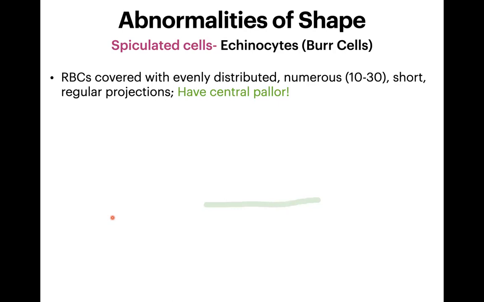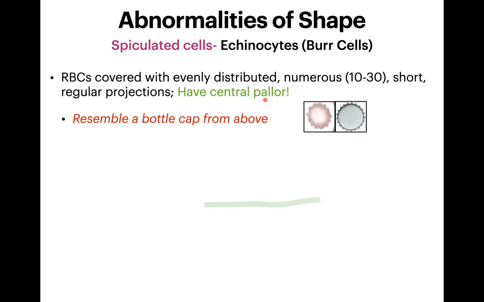They are short and regular, whereas in acanthocytes they were very irregular. And these echinocytes have central pallor, while acanthocytes don't have central pallor. All these points will help you in differentiating these two types of spiculated cells. When you look at them from above, they resemble a bottle cap. Just compare this echinocyte with this bottle cap. You can see the similarity.